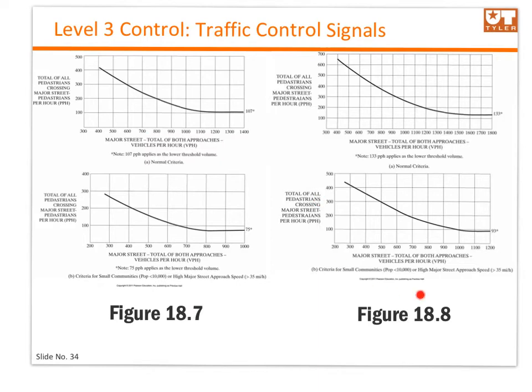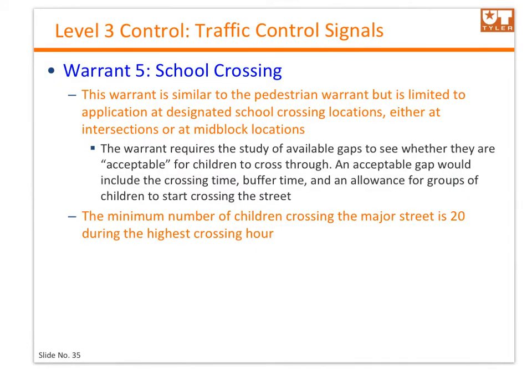18.7b and 18.8b, those are the same x and y axes, but those are for smaller populations and small towns that have people less than 10,000 people. Warrant 5 is school crossing.